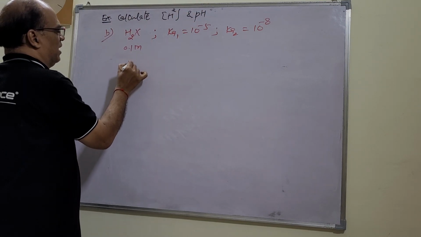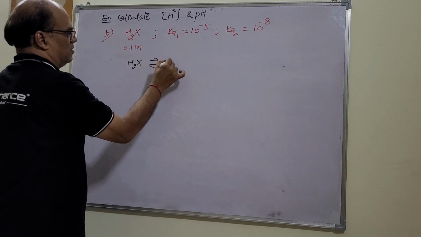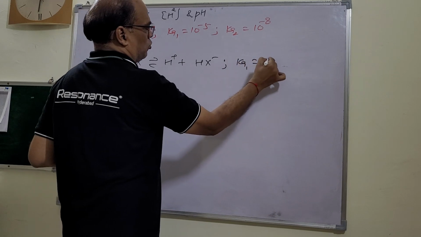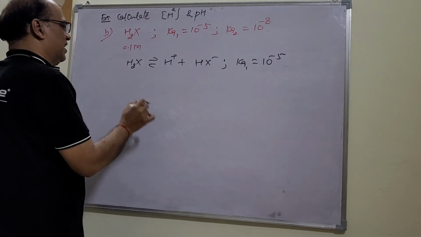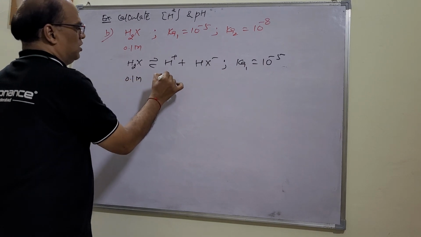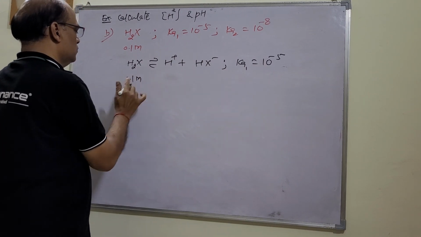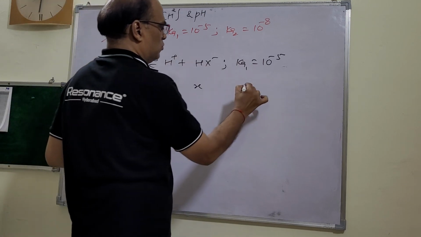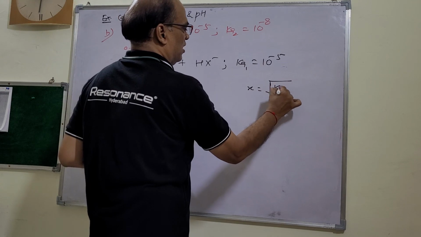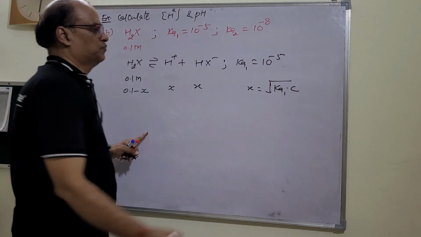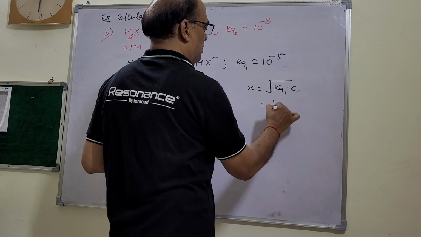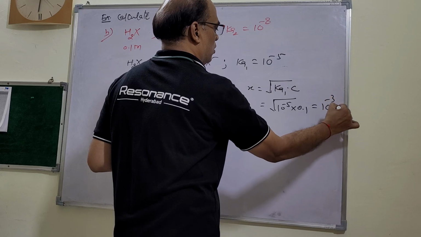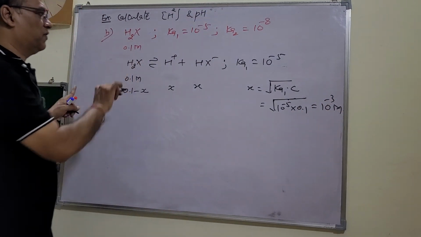So here the treatment will be like this: H2X will ionize like this, H plus, HX minus. The K1 is basically 10 to the power minus 5. So we can do approximation directly. This is 0.1 molar. So these two X, or I can say 0.1 minus X. So these are same. So X is basically equal to root over K1 into C. Got it? So now we can solve the value. This value will be 10 to the power minus 5 into C, which is 0.1. That is 10 to the power minus 3 molar. This is the first ionization.